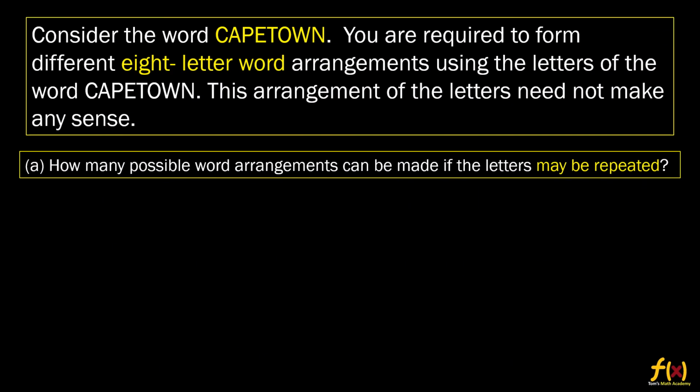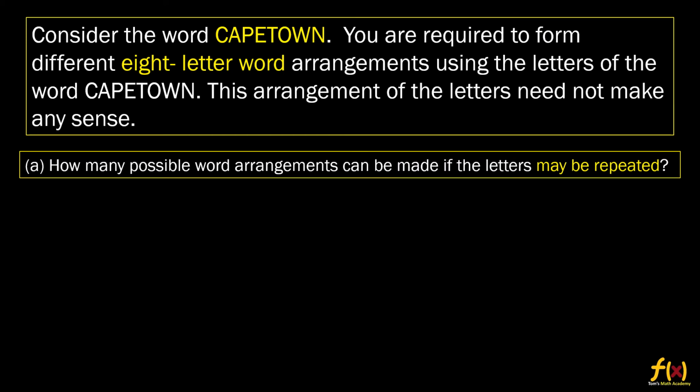Consider the word CAPETOWN. You are required to form different 8-letter words. There are 8 letters in this word, CAPETOWN. You are going to arrange different 8-letter words using these 8 letters. The arrangement of the letters need not make any sense. You can start with W or T or O, any letter. How many possible arrangements can be made if the letters may be repeated? You can repeat the letters.